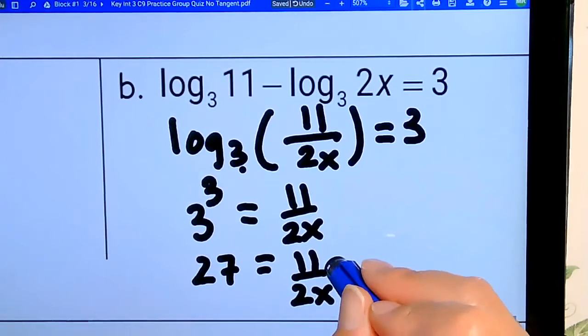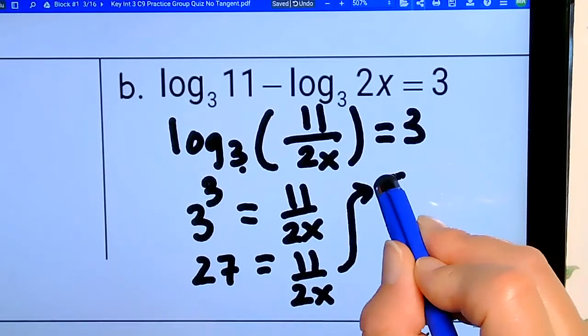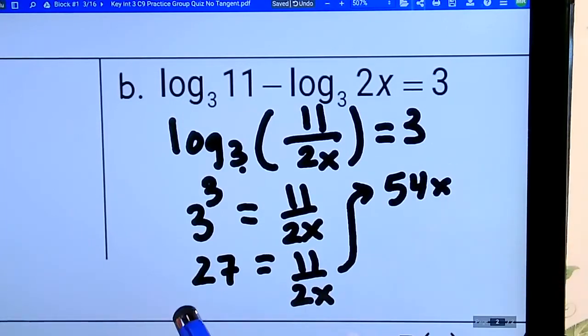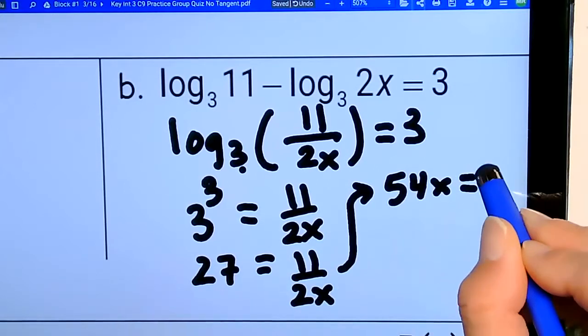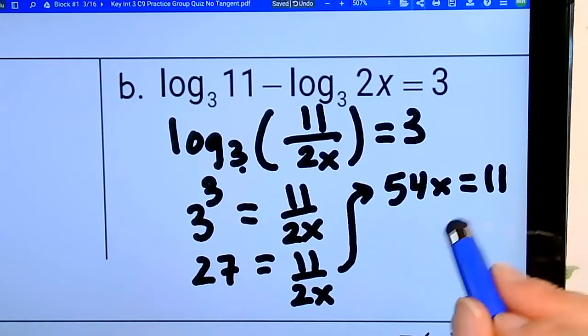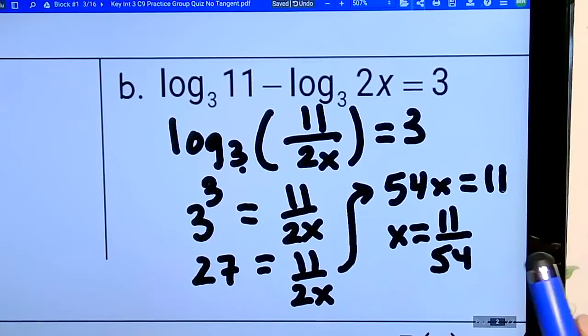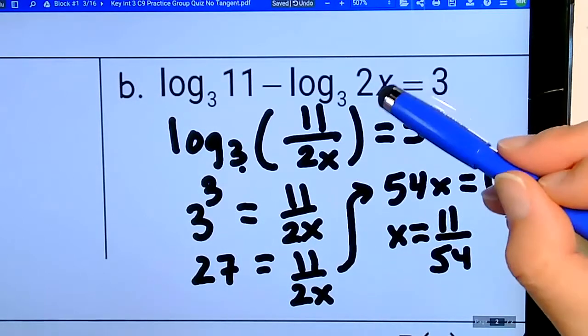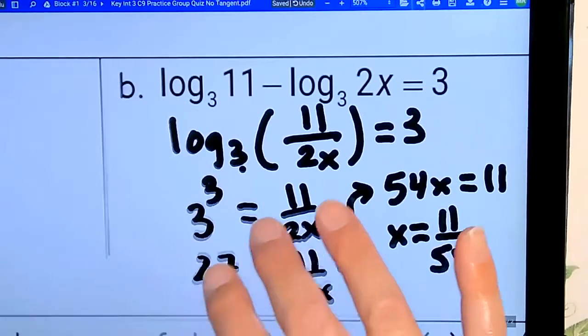I'm going to multiply both sides by 2x. And so when I multiply, I get 54x. Okay. So I'm multiplying this side by 2x to get rid of this, and this side by 2x equals 11. And I'm going to divide, and I get x is equal to 11 over 54. And you can leave that as your answer. You always want to make sure that when you're doing these problems, you're not taking log of 0 or a negative, and we're not. So we're good to go.